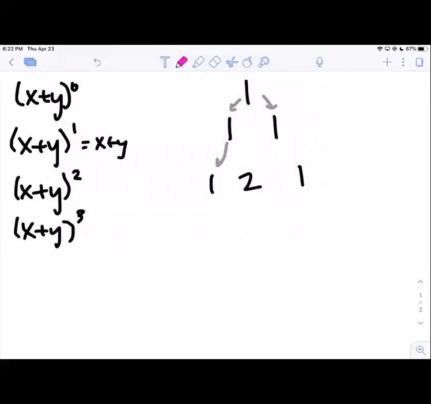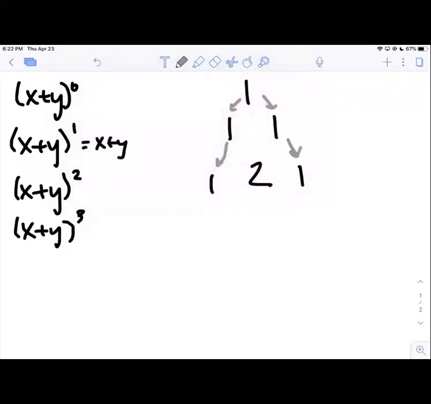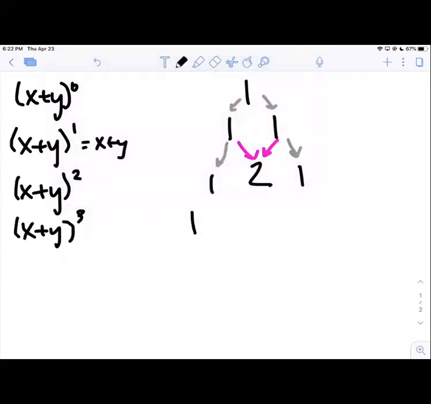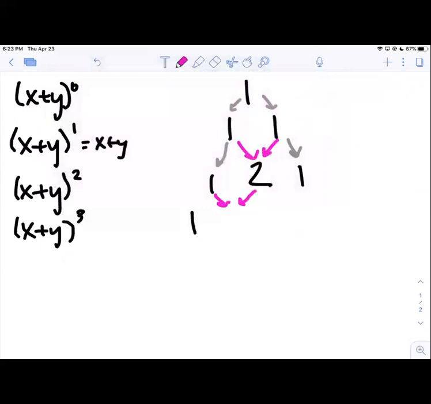So actually, let me center this 2 a little bit better. Okay, there we go. Okay, so the 2 comes from where I add 1 and 1 together. So if I was to continue this pattern for (x plus y) raised to the third, I would keep my 1 on the outside, and then my next term would come from the 2 numbers above it added together. 1 plus 2 is going to be 3. Same thing if I add now this 2 plus 1 together, it's 3, and then I have 1 on the outside.